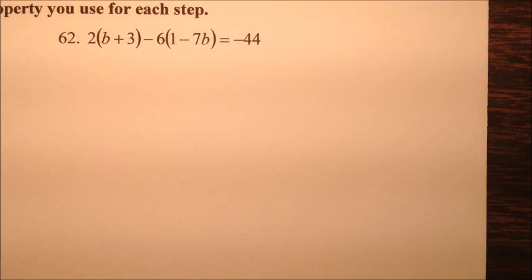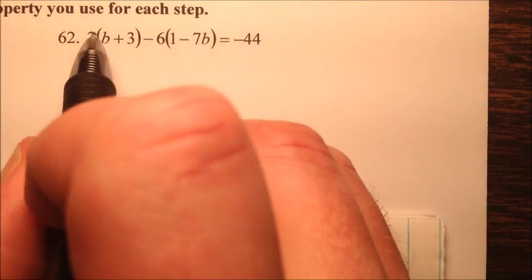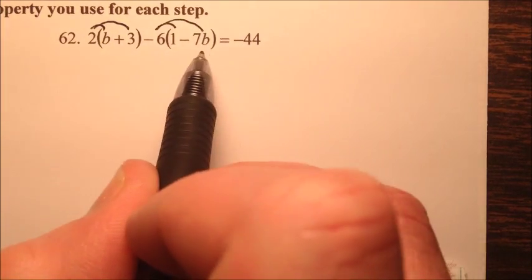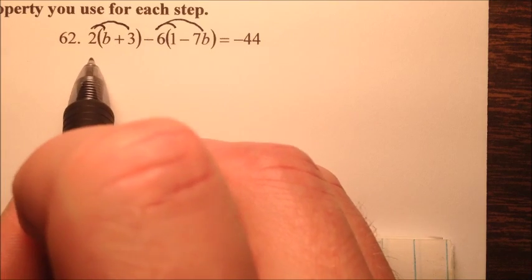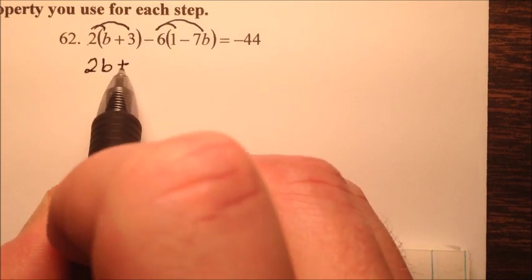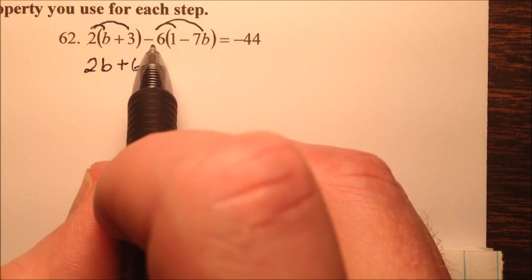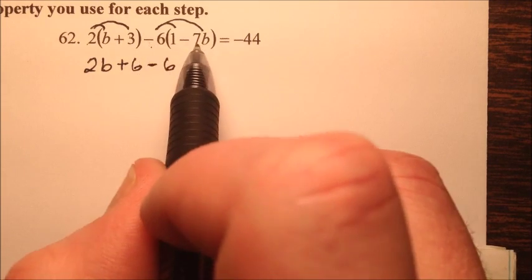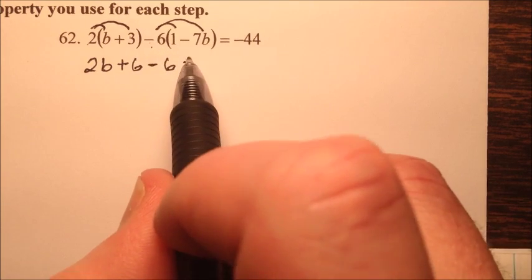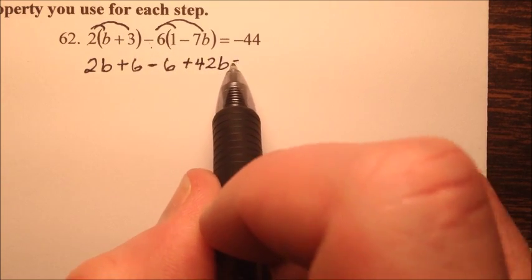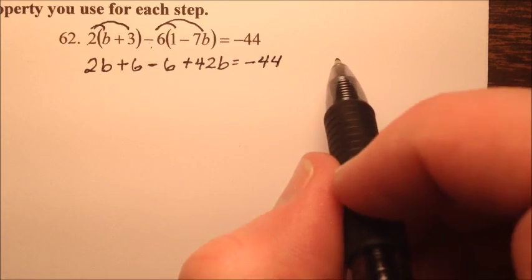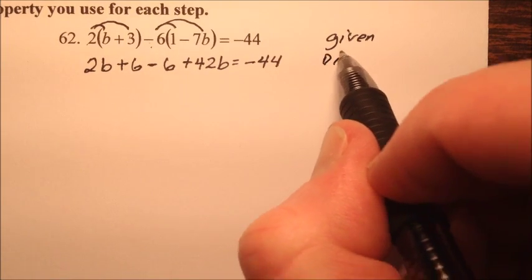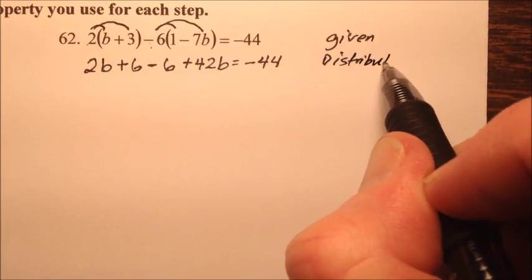In number 62, we've got some parentheses, so let's deal with those first. We'll distribute the 2 through both of these first two, and we'll distribute a -6 through both of the next two. When we do that, we have 2b, and then plus 6, because 2 times 3. And then -6 times the 1 is a -6, and then it's a -6 times a -7b, and the two negatives will make a positive, so positive 42b, and that'll equal -44. So the first step was given, and the next step was the distributive property.